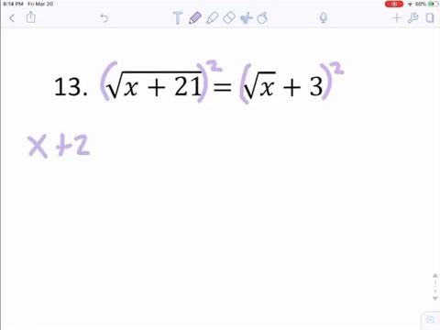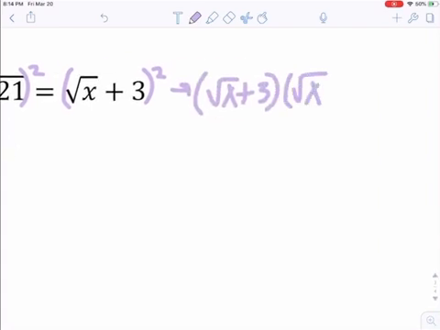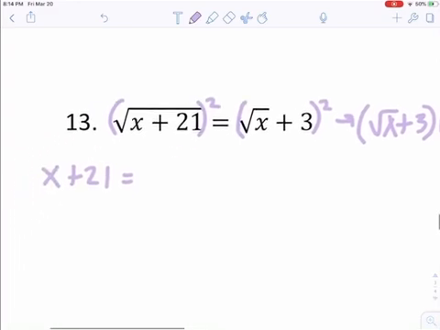This becomes x plus 21. And this is still root x plus 3 times root x plus 3. Now you're going to have to FOIL that out. I'm going to use the shortcut because I'm a math teacher and I can. And I feel like if you tried it, you could do it too, right?